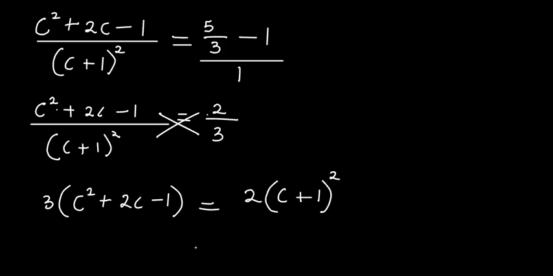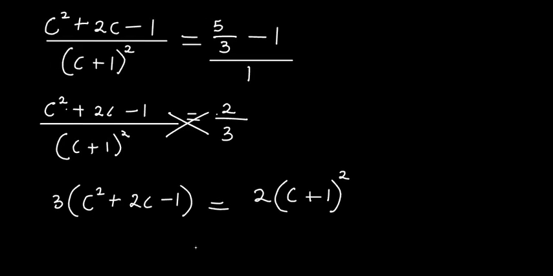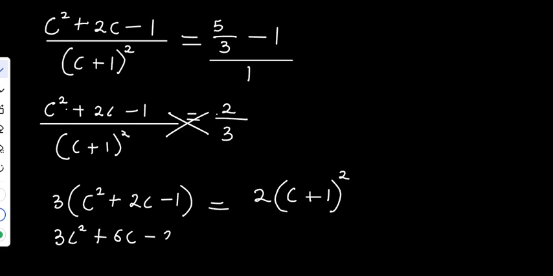Because multiplying, we're going to have this to be 3c squared plus 6c minus 3 is equal to 2 into c plus 1 all squared.